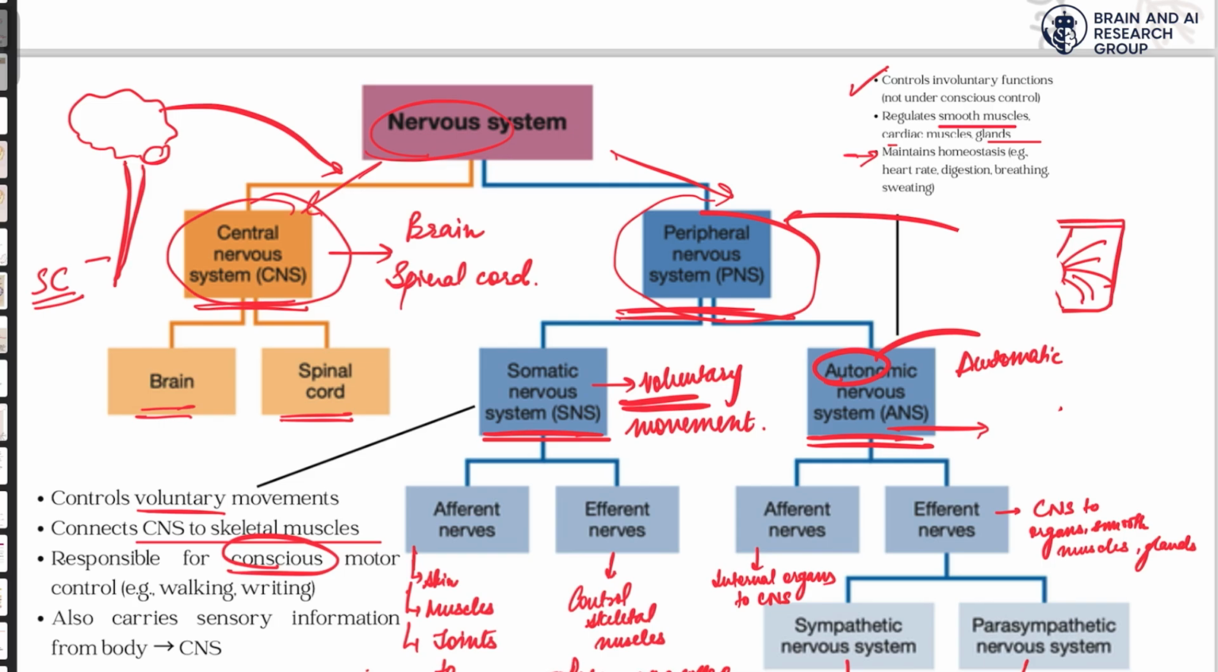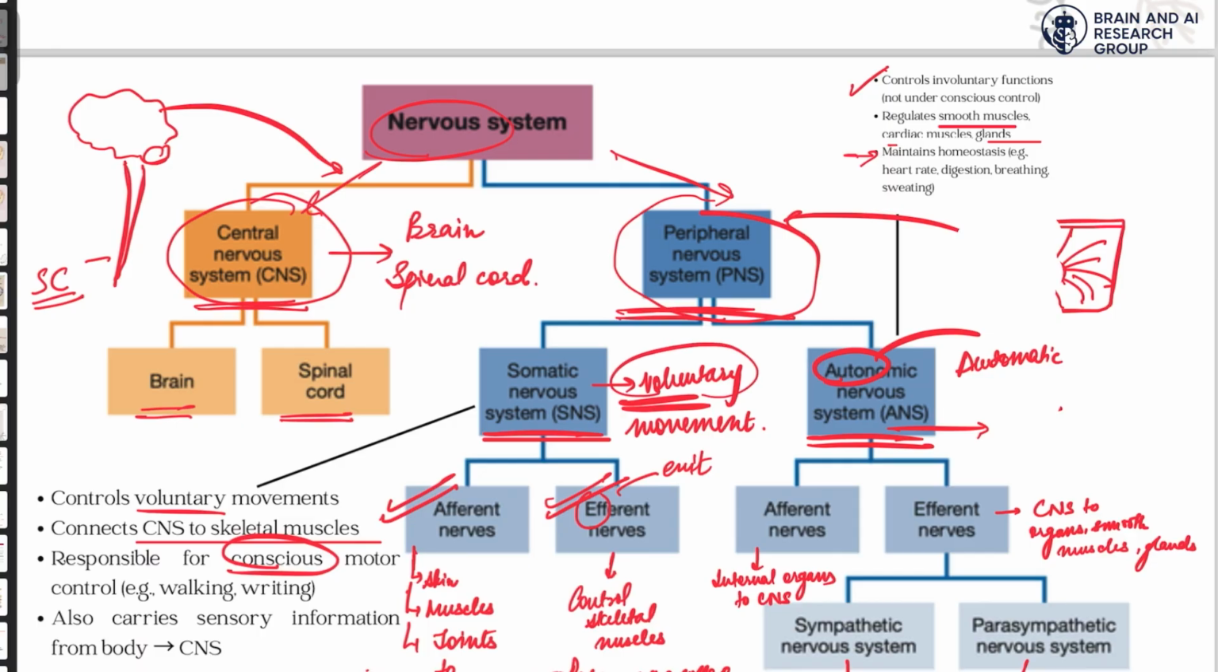First, for the somatic nervous system, we have two sets of nerves here. One is your afferent nerves and one is your efferent nerves. Now, the E suggests the exit. So basically the nerves are exiting from somewhere. That is usually our central nervous system, since we already know that the somatic nervous system controls our voluntary movement.